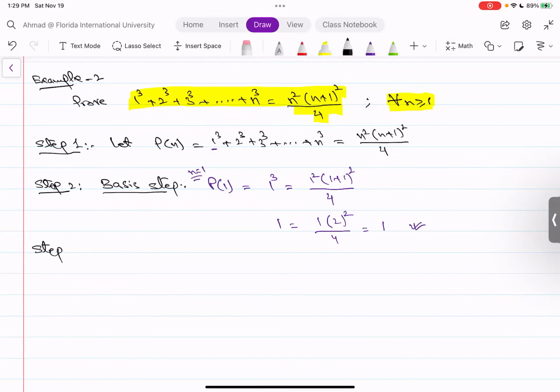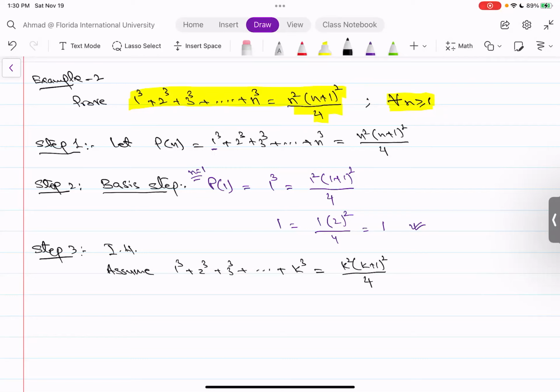So step number 3 now. Step 3, which is induction, set up the induction hypothesis. So what is my induction hypothesis? My induction hypothesis is the same. I'm going to say assume 1 cube plus 2 cube plus 3 cube plus so on plus k cube, because we are setting up the induction hypothesis for kth value, for any arbitrary kth value. So plus k cube is equal to k square (k plus 1) whole square divided by 4. That is my induction hypothesis.